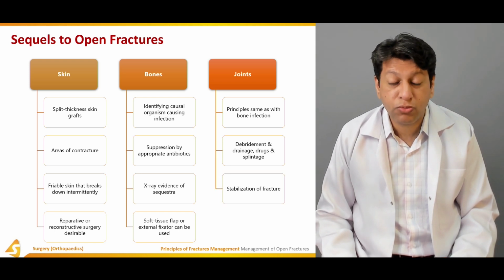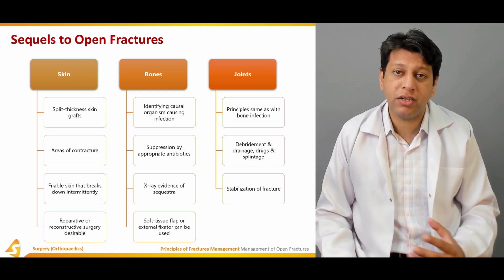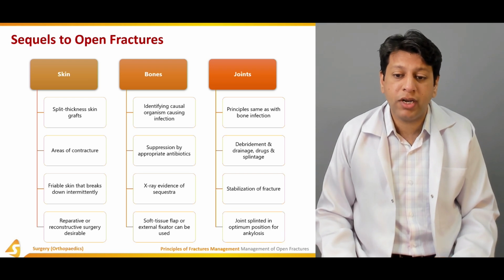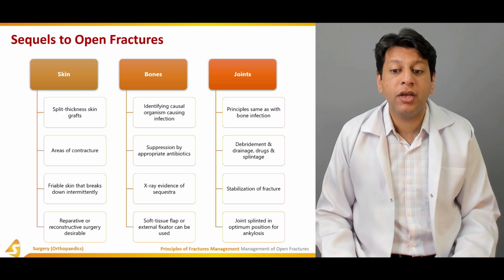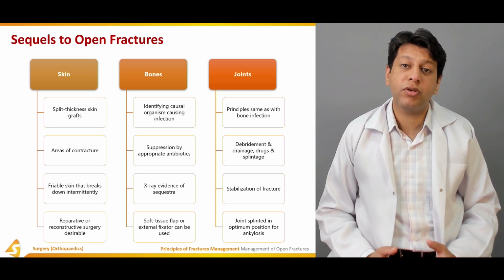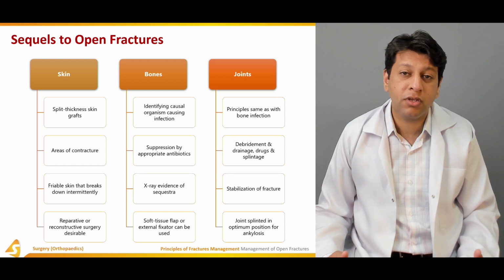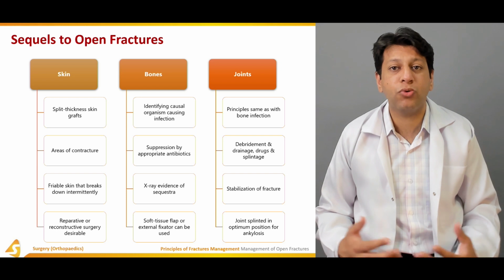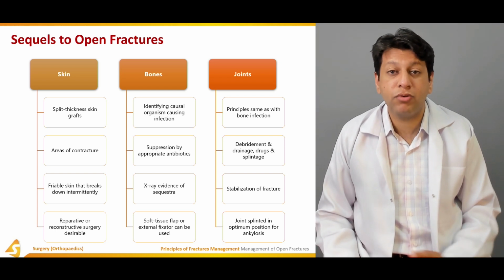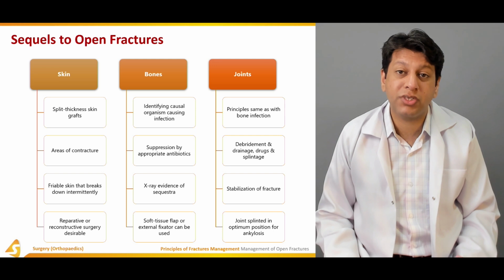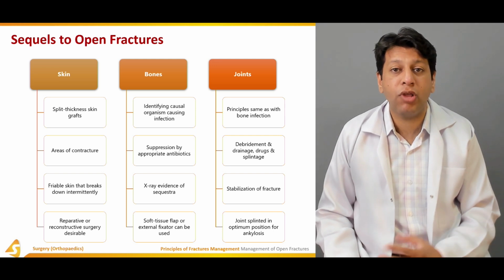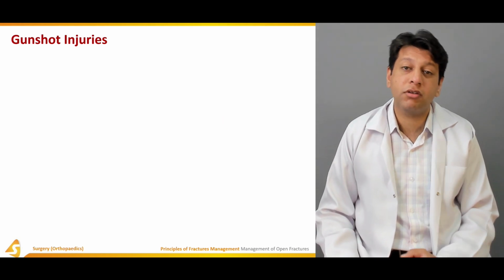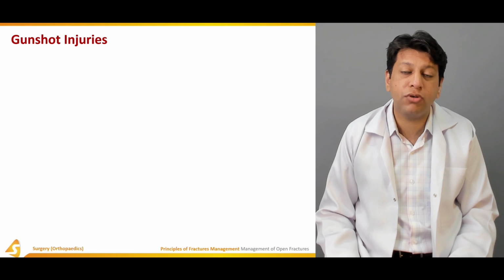Stabilization of the fracture is of utmost importance because if the bone ends move, they will continue to cause more and more soft tissue problems. So the joint has to be splinted in optimum position for ankylosis. Sometimes, despite all the methods, eventually the pyogenic infection results in bony ankylosis of the joint. So we have to remember that bony ankylosis can occur as well in the joints following open fracture. So coming to the gunshot injuries, the most common open fractures are usually due to gunshots.